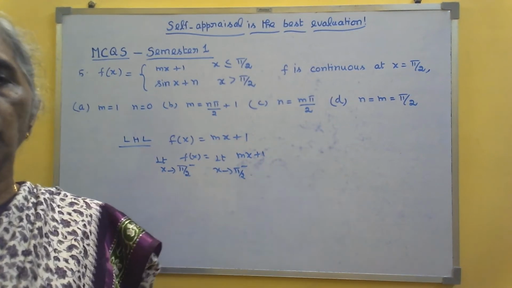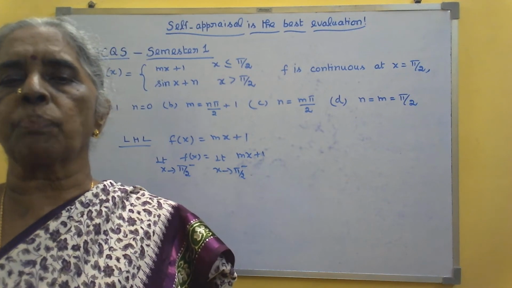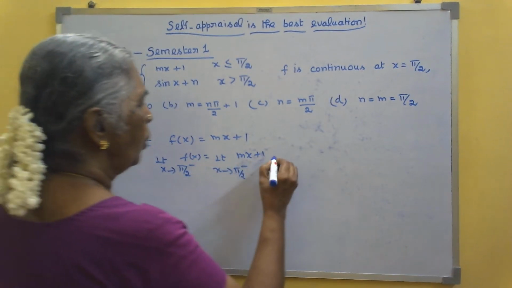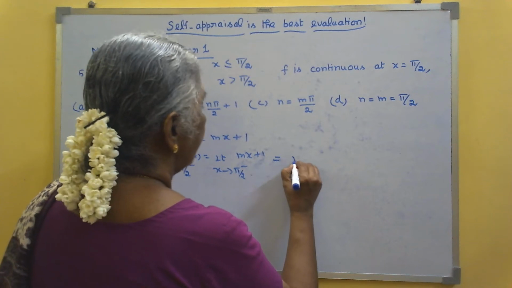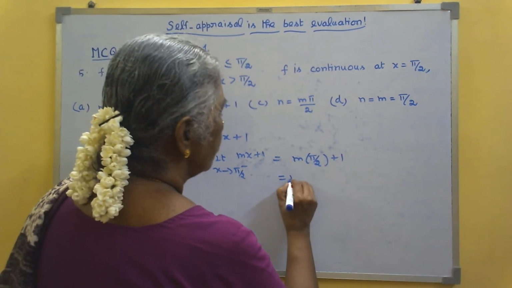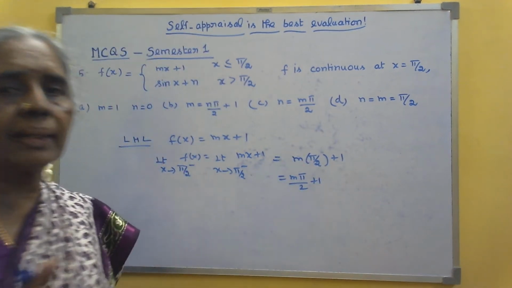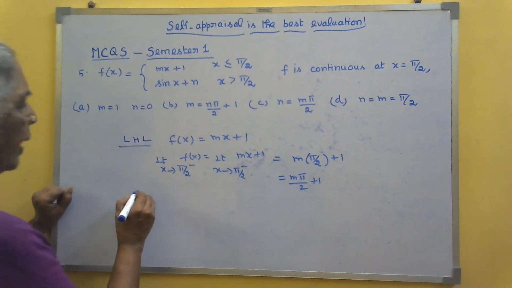Whether it is pi by 2 minus or pi by 2 plus, in the place of x you have to substitute only pi by 2. So you will be getting here m into pi by 2 plus 1. So m pi by 2 plus 1. This is the LHL. Now let us go to the RHL.